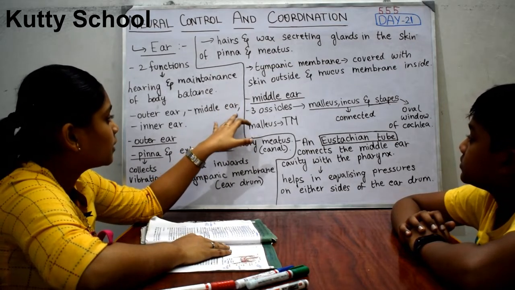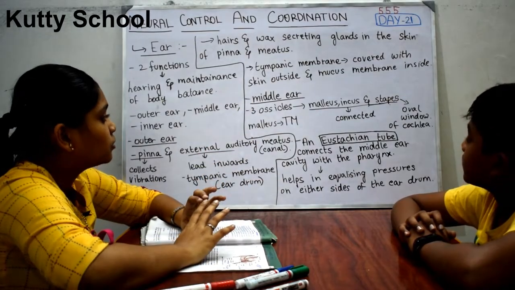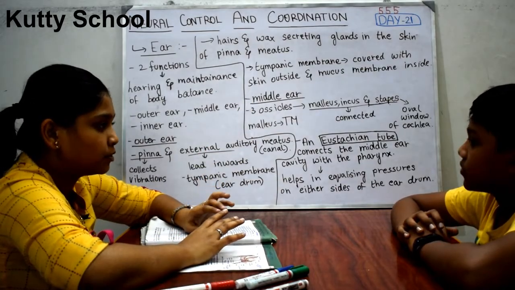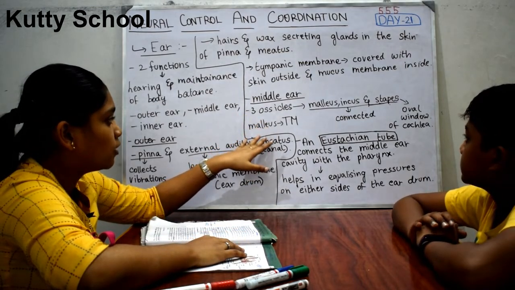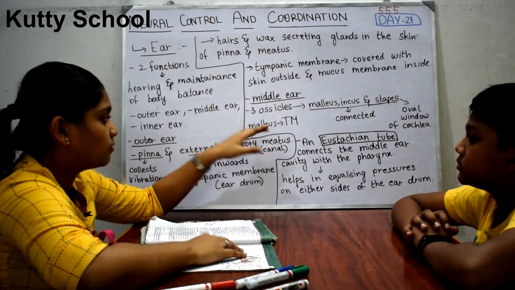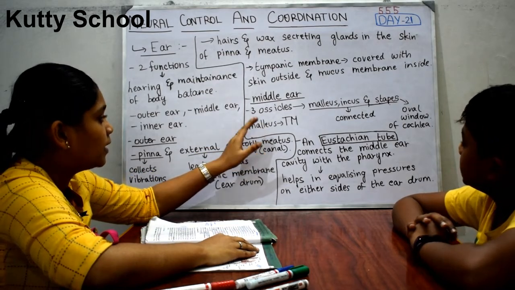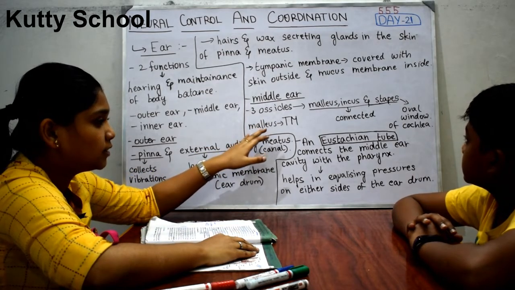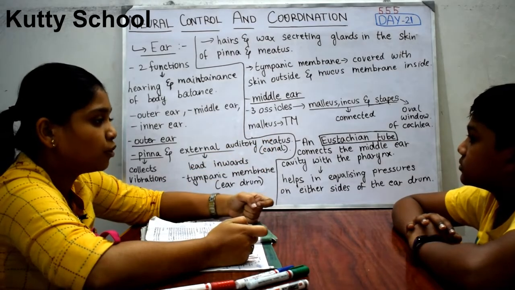The middle ear consists of 3 ossicles connected like a chain: malleus, incus and stapes. The malleus is joined with the tympanic membrane, next to the malleus comes the incus, and next to the incus the stapes. The stapes is connected with the oval window of the cochlea.